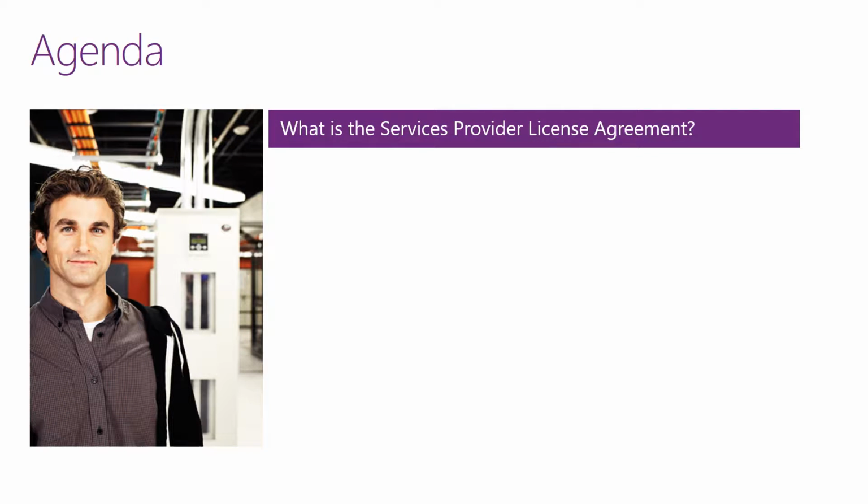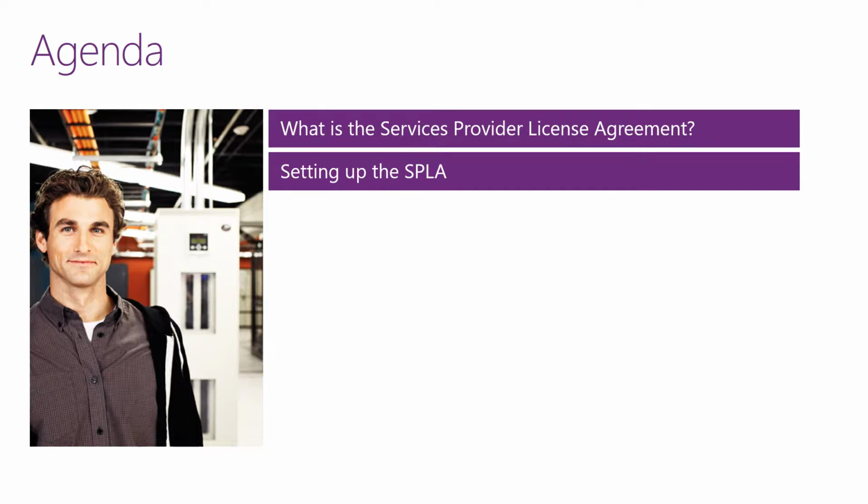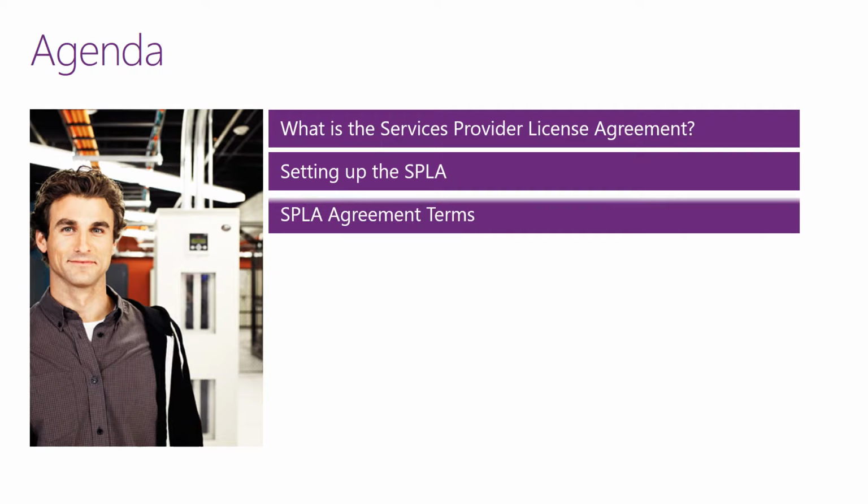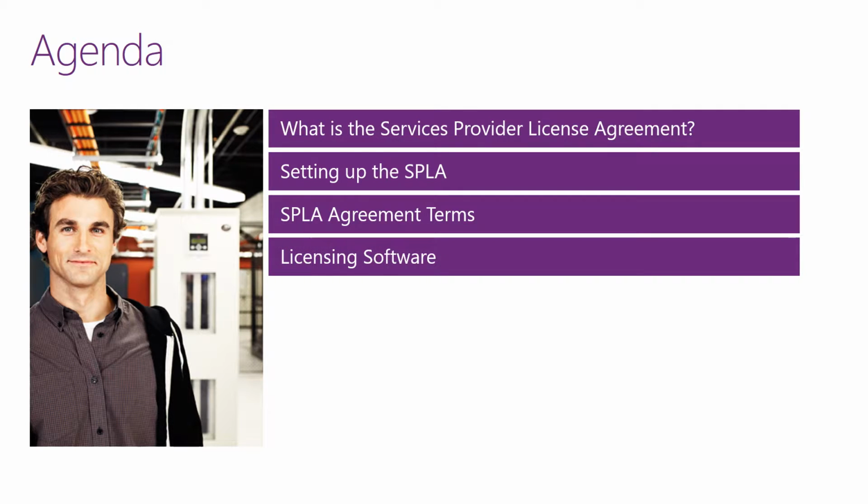First of all, we'll look at the SPLA agreement and its purpose. Then we'll turn to how the SPLA is set up, in other words, the processes that a would-be service provider needs to go through. Next, we'll get some detail on the SPLA agreement terms, looking at some of the requirements of the agreement and what happens at the end of the agreement term, for example. Then we'll have a brief look at licensing software under SPLA.